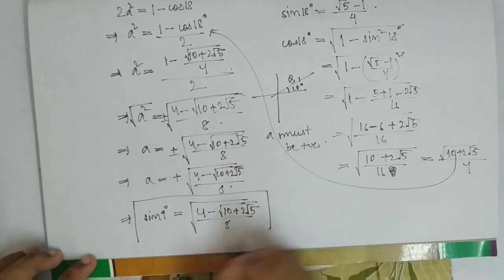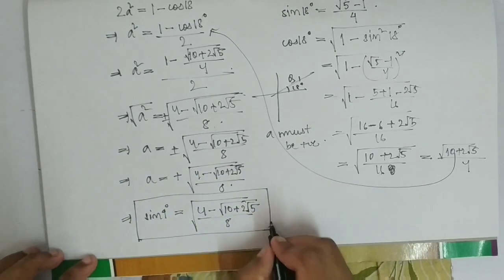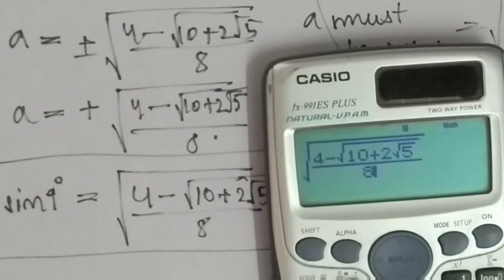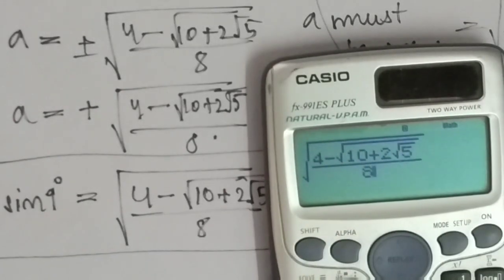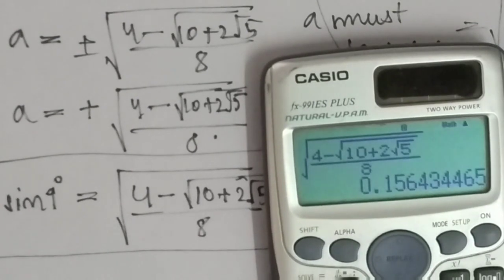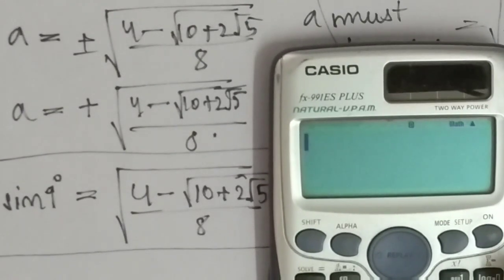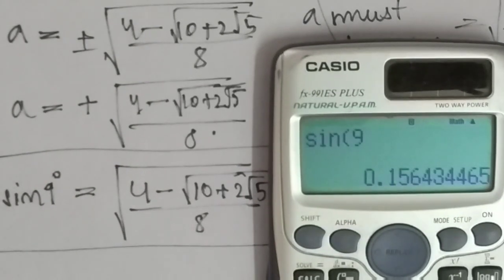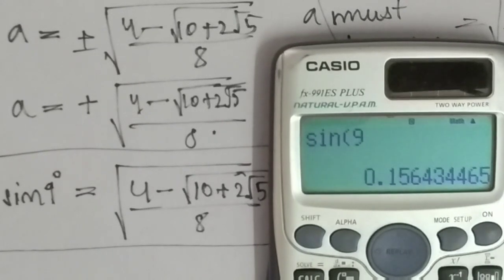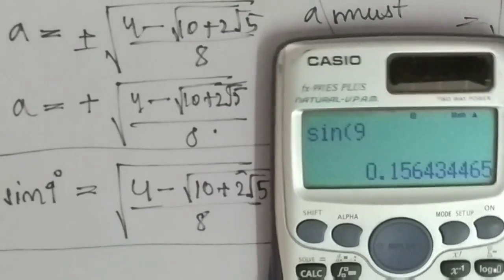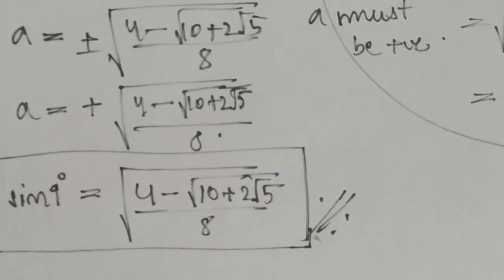And this is the value of sine of 9 degrees. And I am going to show you the proof as well. As you can see, I have taken this value on the calculator, and if I press the equal to button, I get something like this. Now similarly, let me show you the sine of 9 degrees. So it equals this value again. So as you can compare these two values, they are just the same. So this proves that I found out the value of sine of 9 degrees.